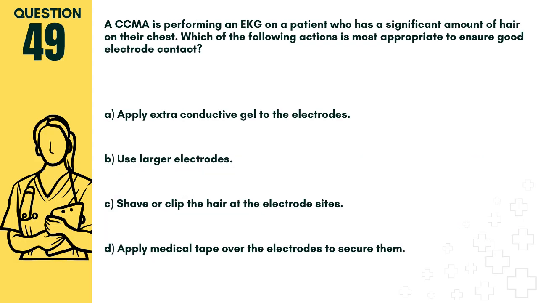Question 49. A CCMA is performing an EKG on a patient who has a significant amount of hair on their chest. Which of the following actions is most appropriate to ensure good electrode contact? A. Apply extra conductive gel to the electrodes. B. Use larger electrodes. C. Shave or clip the hair at the electrode sites. D. Apply medical tape over the electrodes to secure them.